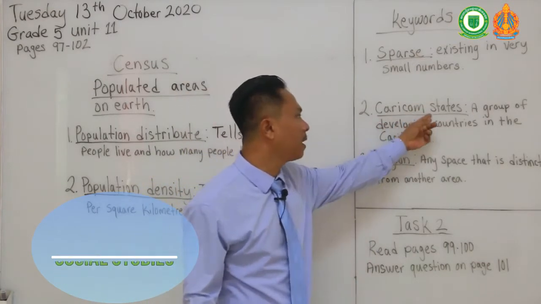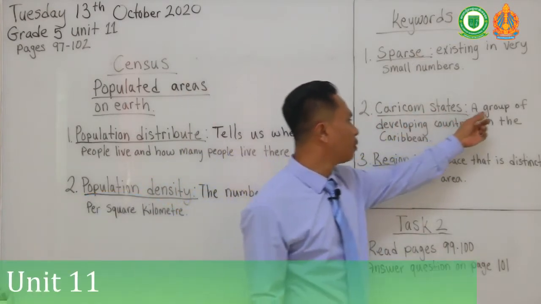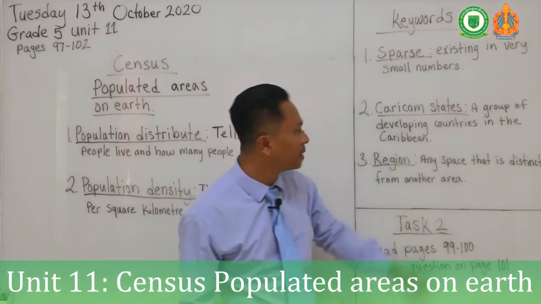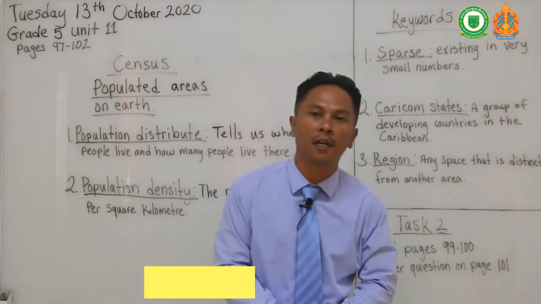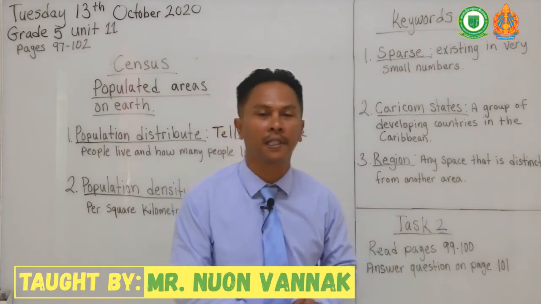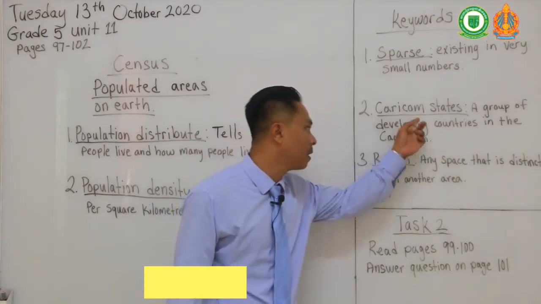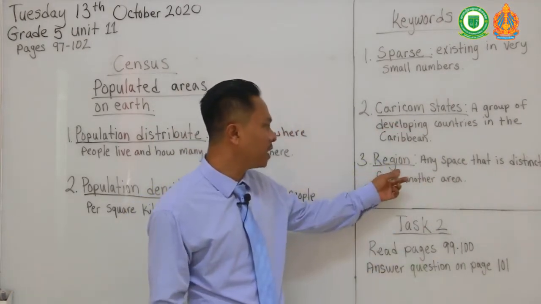And a CARICOM state is a group of developing countries in the Caribbean. So in the Caribbean, there are, I guess you could say, provinces that are slowly developing to become countries, and they're called CARICOM. Okay, number 3, region.